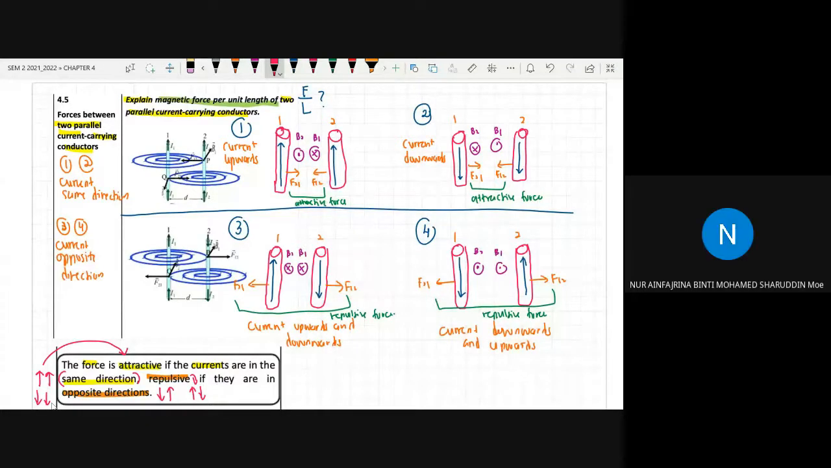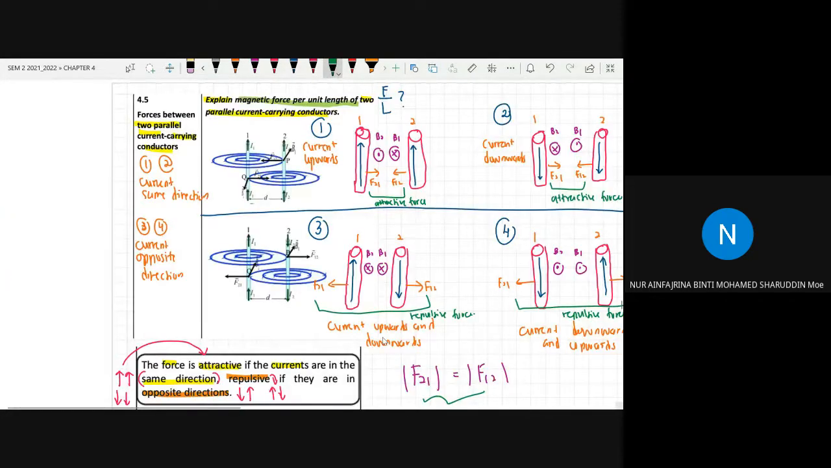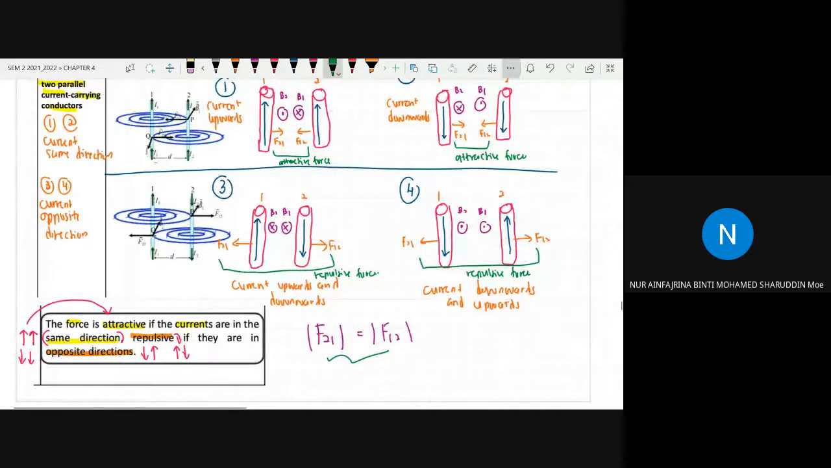Okay, one thing that you need to know: this attractive force or repulsive force will obey Newton's third law. It means force 2 on 1 will be the same as force 1 on 2. They will be of equal magnitude. They will obey Newton's third law. Okay, once you guys are done, Miss wants to continue.